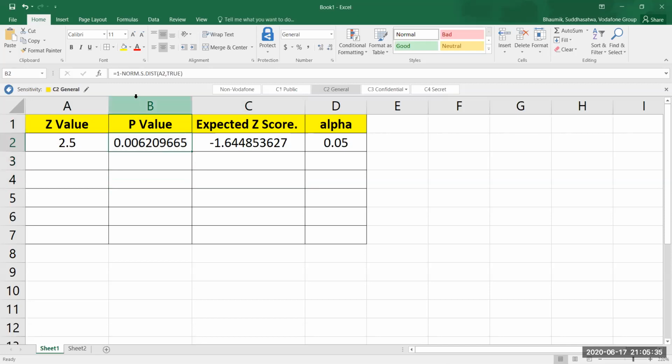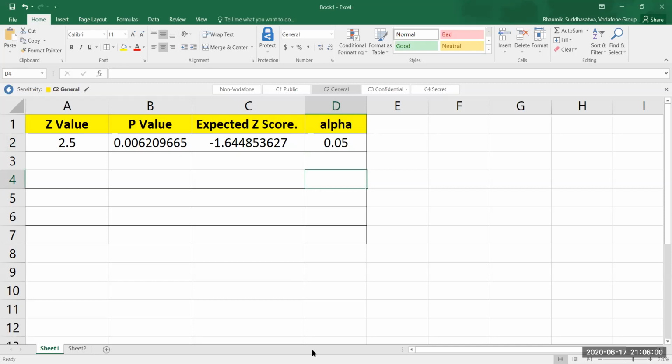I have the formula, I know in which direction it is. Basis the direction, I either take the formula or I do a 1 minus, and then I simply compare. Is this less than alpha? If yes, then I can accept the alternate hypothesis. Hence, I can say I have rejected the null hypothesis as part of the hypothesis test.